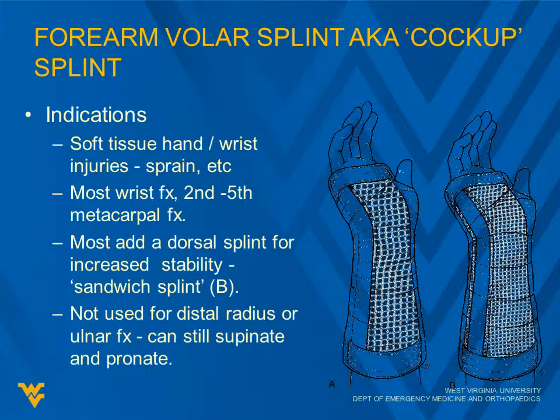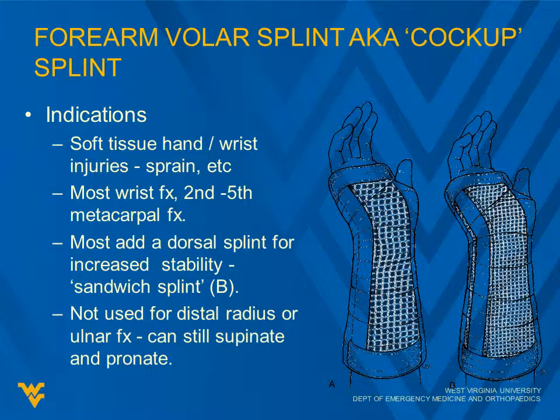Forearm or volar splint, or cock-up wrist splint, also called. Soft tissue injuries, hand and wrist, such as sprains, maybe help with this. Most wrist fractures, second through fifth, as well as metacarpal fractures. Most add a dorsal splint for increased stability, also called a sandwich splint, shown in the picture on the right there. It's not used for distal radius or ulnar fractures because you can still supinate and pronate.